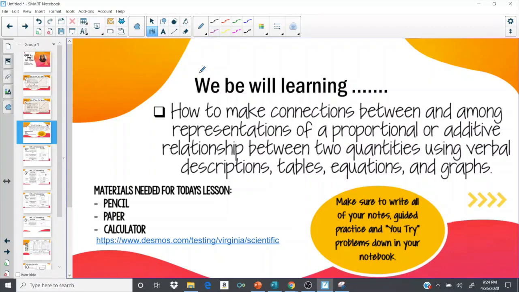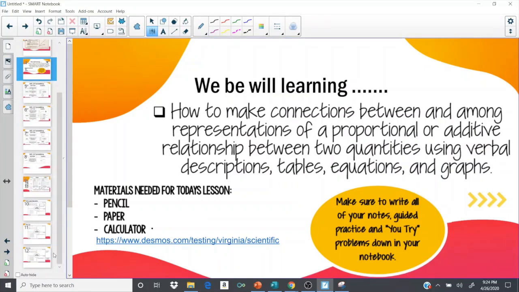So today we will be learning how to make connections between and among representations of a proportional or additive relationship between two quantities using verbal descriptions, tables, equations, and graphs. Materials needed for today's lesson: you need pencil, paper, a calculator, and you also need a ruler or a straight edge. Make sure to write all of your notes, guided practice, and you try problems down in your notebook. If you have access to a printer, you can print out slides 9 through 12 in the PowerPoint and follow along with the video.